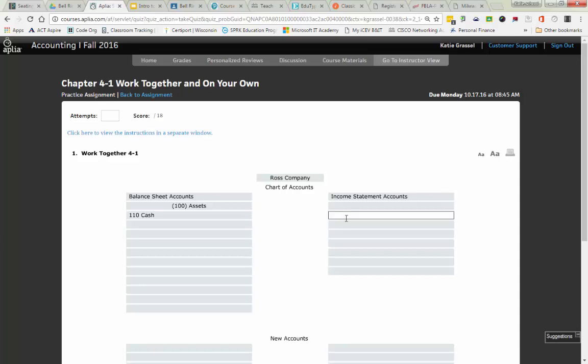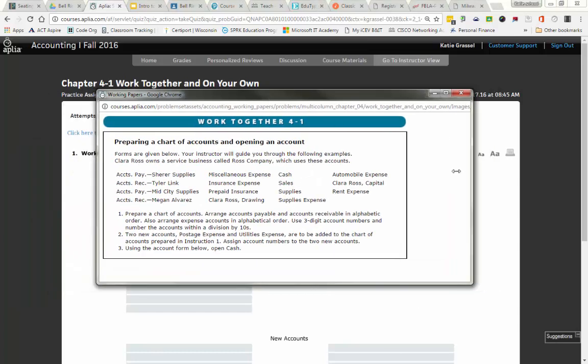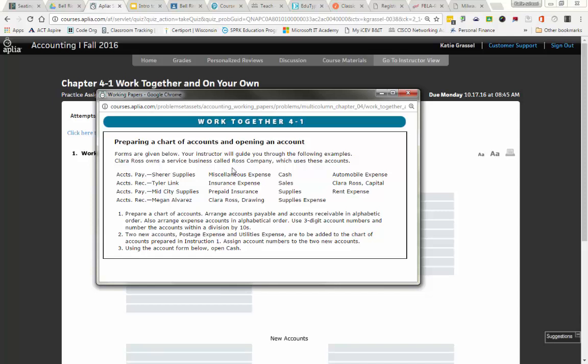When I hit enter, it's going over here, but I'm not going to do the right-hand side. I'm going to continue working down my assets. Now I have to look at these accounts and figure out what are all of my asset accounts. Is accounts payable an asset? It's not. Why? It's a liability. Anything that has the word payable on it means it's a liability. So I have accounts receivable Tyler Link. I have accounts receivable Megan Alvarez. Those are both assets. Accounts receivable are going to be assets.